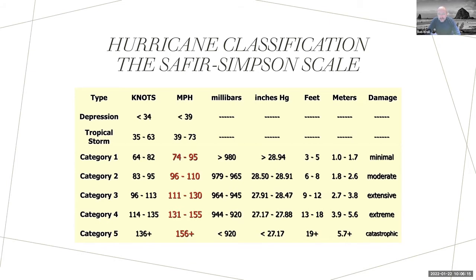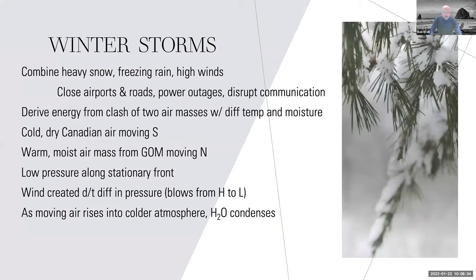So hurricanes have a classification system as well, based predominantly on the speed of the wind, up to Category 5, which is over 150 mile per hour winds.